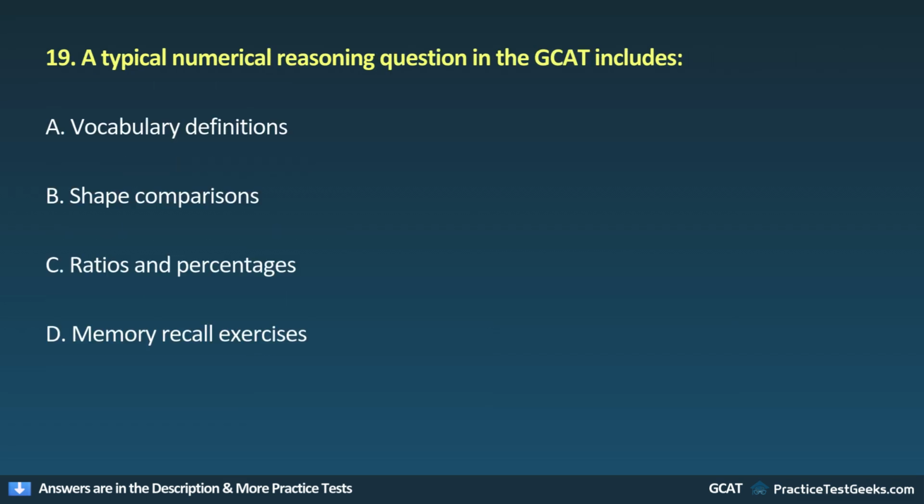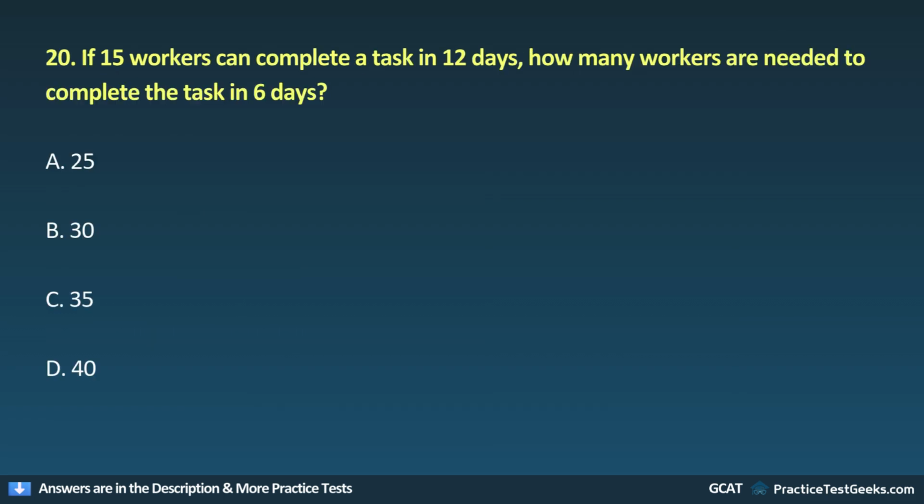19. A typical numerical reasoning question in the GCAT includes A. Vocabulary definitions. B. Shape comparisons. C. Ratios and percentages. D. Memory recall exercises.